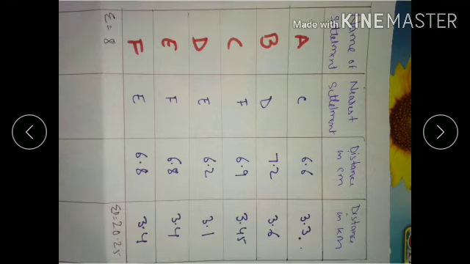After that, in the next column you have to take the nearest settlement. So the nearest settlement to A is C. So the distance between A to C is 6.6 centimeter. So likewise you have to take all of these.